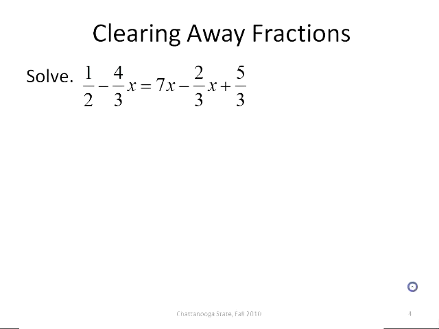This equation has fractions in it. And we can clear the fractions away just like we do with the decimals. Here, what we want to multiply by is the common denominator of all the fractions. So if we look at this problem, we have a 2, a 3, and a 3, and a 3 in the denominators. So my least common denominator, my least common multiple of the denominators would be 6. So I'm going to multiply both sides of my equation here by 6.